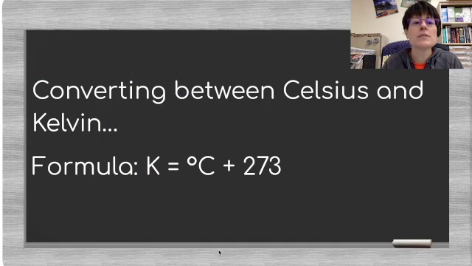So speaking of converting between Celsius and Kelvin, there is a formula. The Kelvin temperature equals the temperature in Celsius plus 273. Now this is on the back page of your reference table, so this is not a formula you have to memorize.